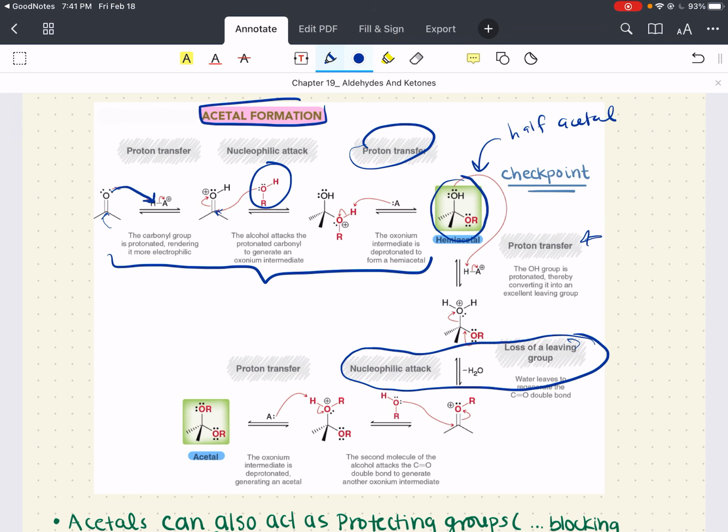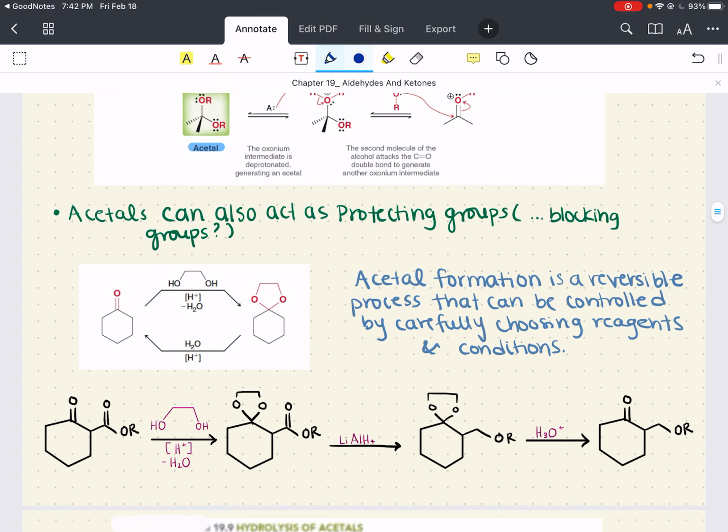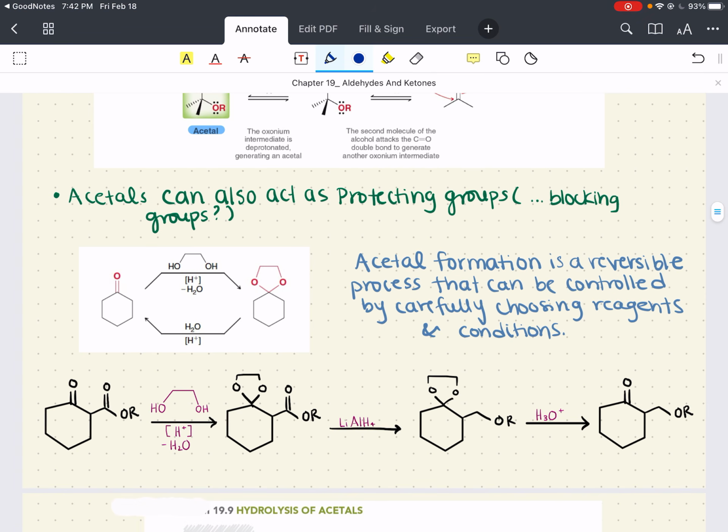Aldehydes favor the acetal formation quite a lot. Ketones usually prefer reactants. This can be altered usually in actual labs when you're trying to do this, through distillation of products so that the reaction can reach completion. But now, fun fact, acetals can also act as protecting groups, which is really cool, because the process is reversible.